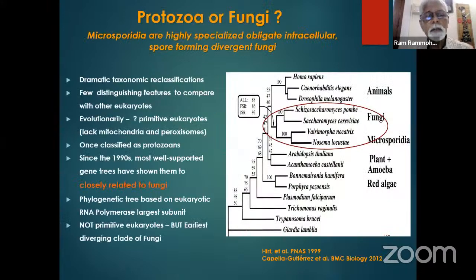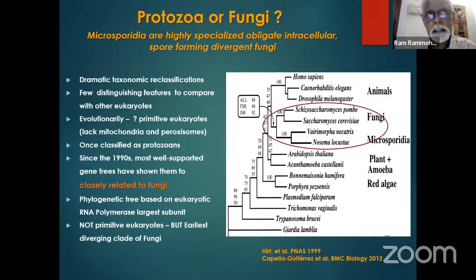Right. So the first topic is the classification. Microsporidia has been one of the most talked about parasites in terms of their confusing classifications and reclassifications over the last couple of decades. Earlier, there was a suspicion that these were some kind of primitive eukaryotes because they lacked mitochondria and peroxisomes, etc. In fact, they were at one time classified as protozoans.